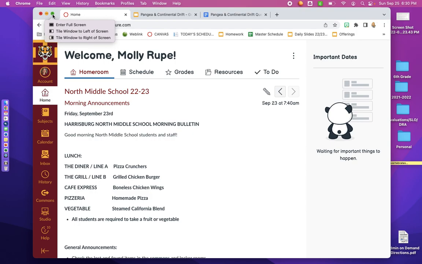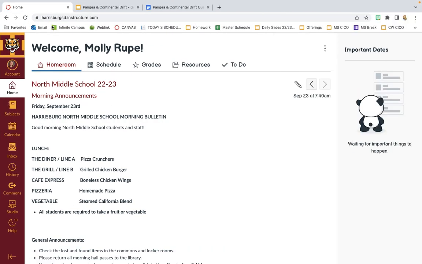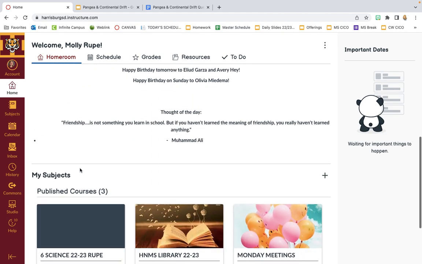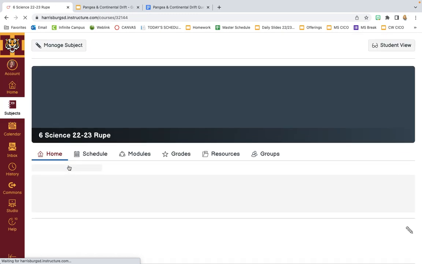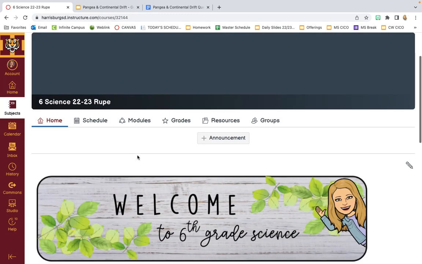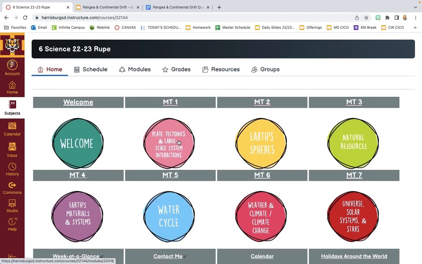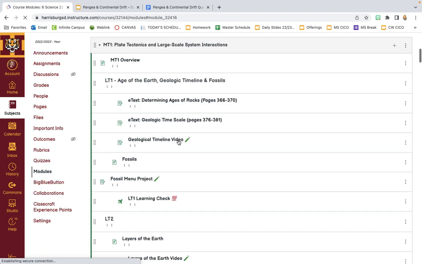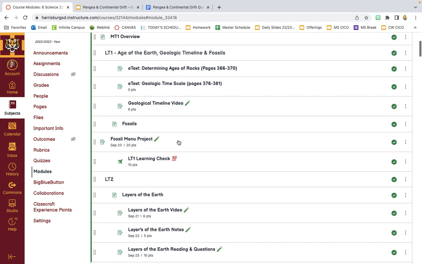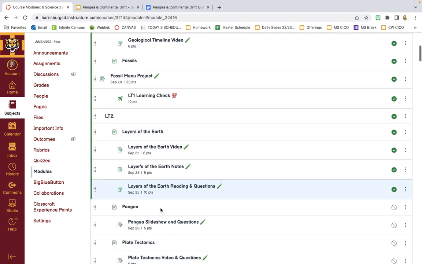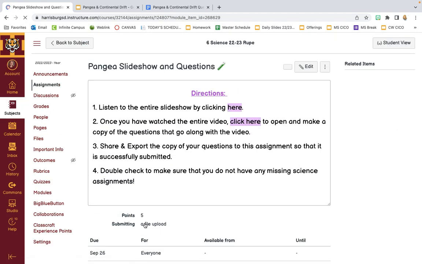About today's lesson, which is Pangea and the idea of the continents drifting. So hopefully to get to this video, you went into your Canvas, you went down to Science. From there, you either clicked Modules or scrolled down to Module 1, and you went to the latest published assignment, which is called Pangea Slideshow and Questions.